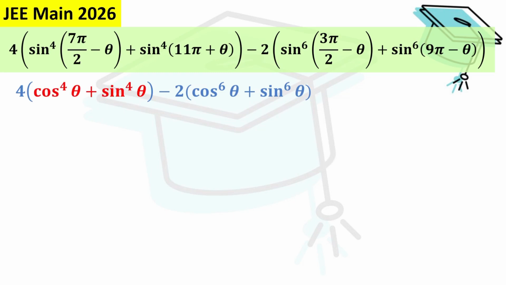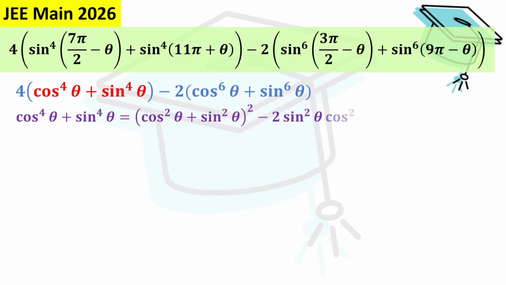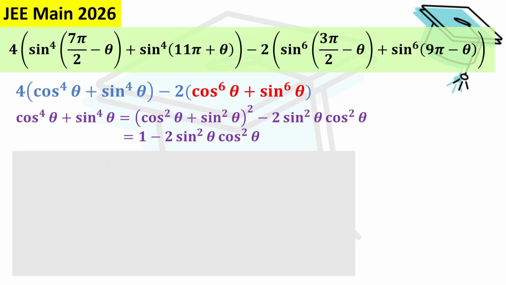Cos to the power 4 theta plus sine to the power 4 theta can be written as (cos square theta plus sine square theta) whole square minus 2 sine square theta cos square theta. Using the square identity, we have 1 minus 2 sine square theta cos square theta. And cos to the power 6 theta plus sine to the power 6 theta can be written as (cos square theta) whole cube plus (sine square theta) whole cube.